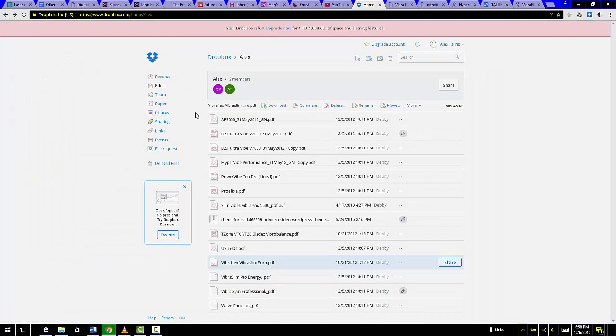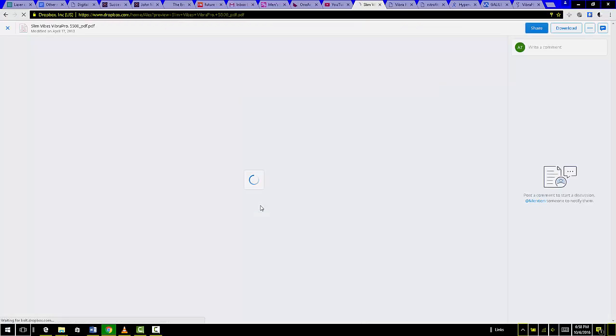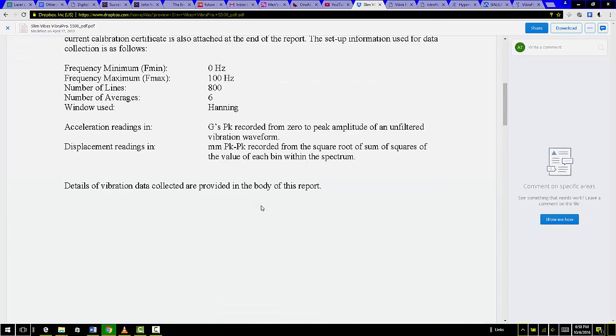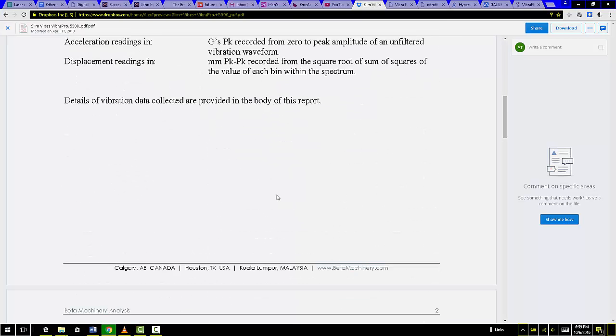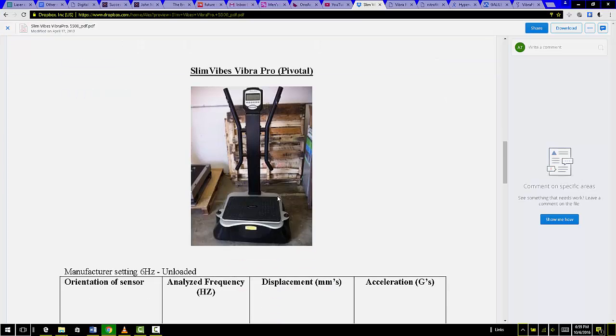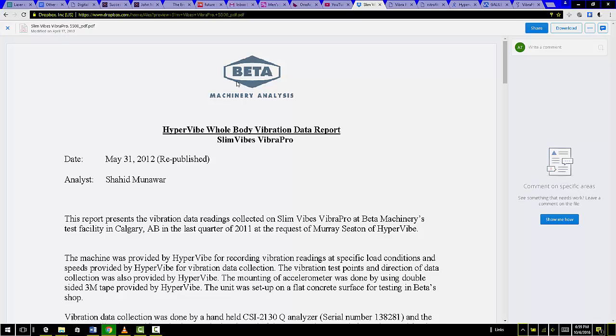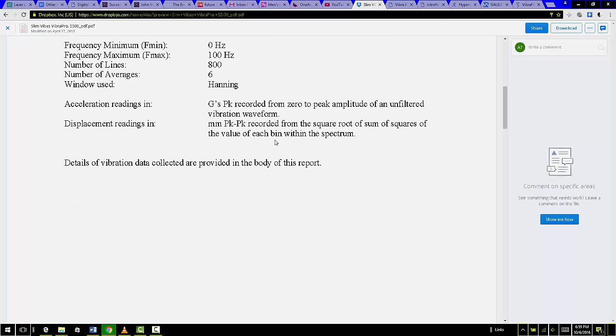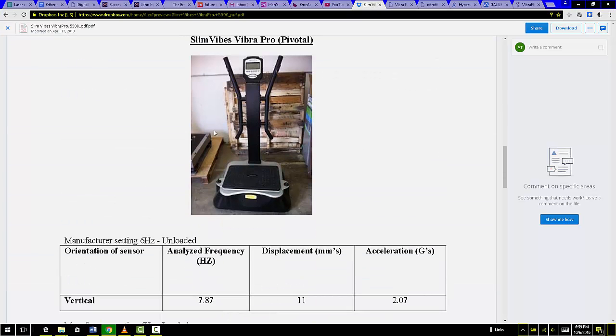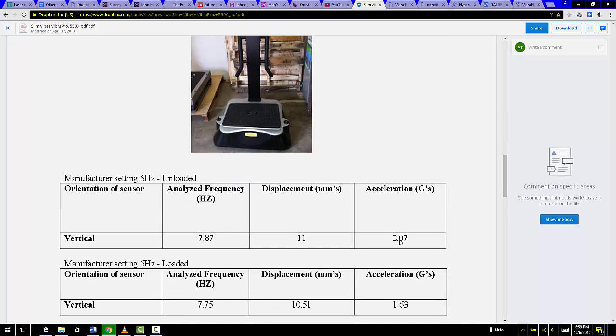Let me scroll back out here and go into here. Does that look familiar? Well, that's the machine that they tested at Beta Machinery Analysis. Go look it up if you want to. It's a well-known engineering firm that is capable of doing third-party validations on this type of equipment. So they actually did a testing of it, and here we're already going to the specifications. There's a bunch of technical language, some of it I don't even understand. And here we go down to the actual results.